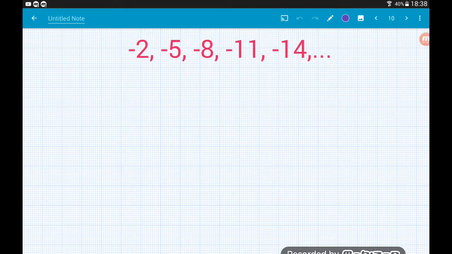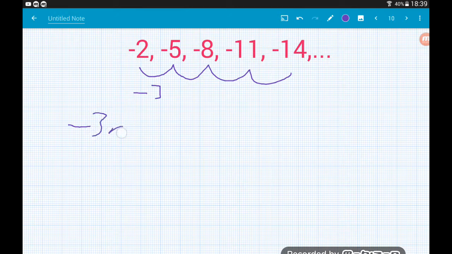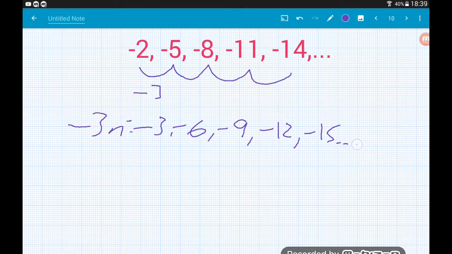Okay, let's look at a couple more. So again here we've got another decreasing sequence. We're going down by 3s here. So our nth term is going to be something to do with -3n. So if we write out the sequence -3n, -3 times 1 is going to give us -3. -3 times 2, -6. -3 times 3, -9. -3 times 4, -12. And then finally, minus 15 for our fifth term.